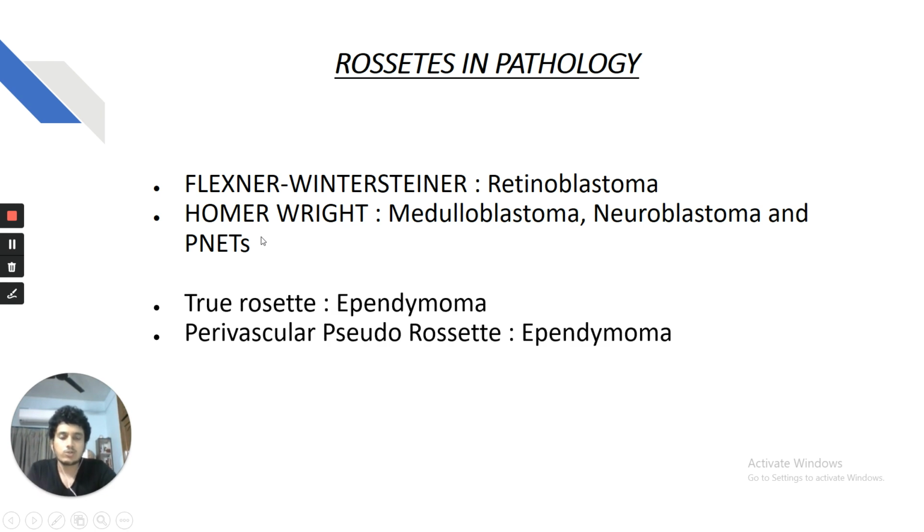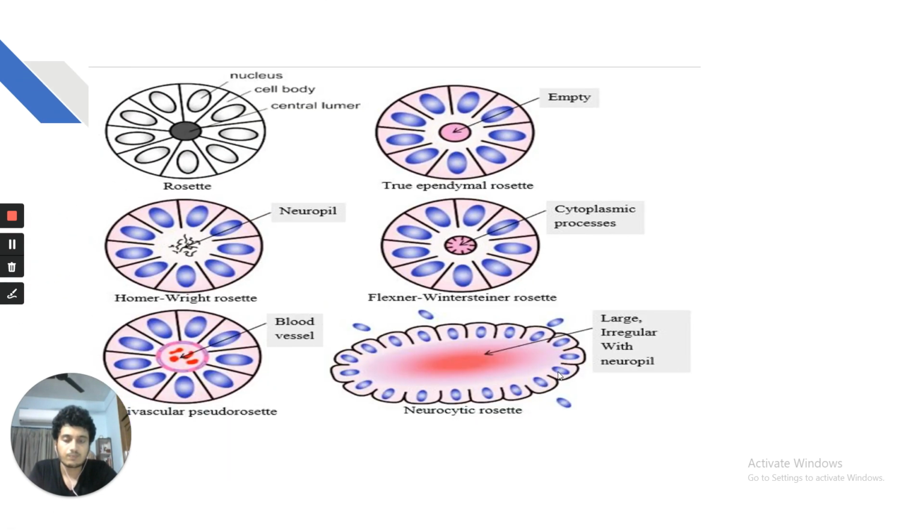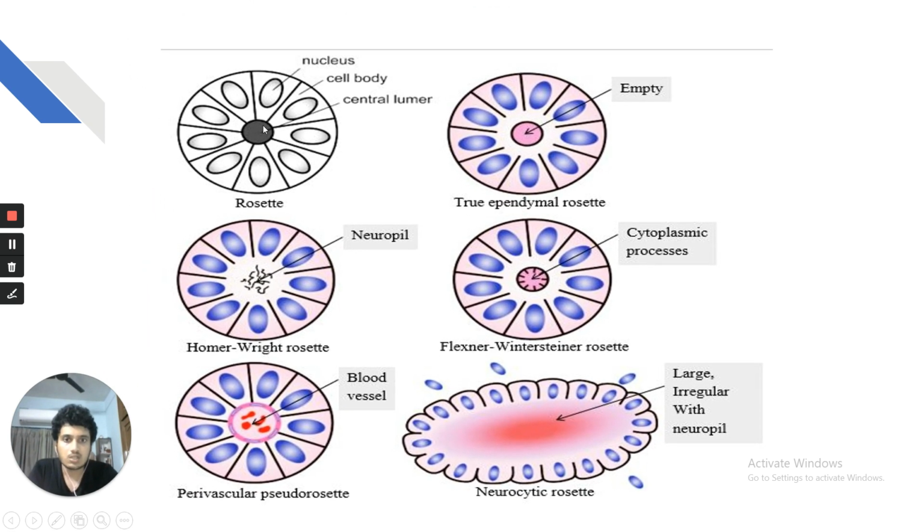Again, we saw true rosettes in ependymoma, classically presenting with a ventricular mass tumor and features of CSF obstruction and hydrocephalus. Perivascular pseudo-rosettes can also be seen in ependymoma. So let's have a look at the images of these rosettes so that we can identify them clearly. So this is a rosette, my dear friends.